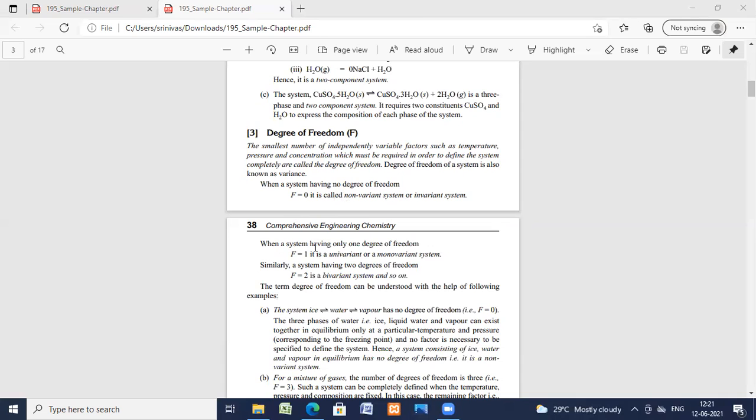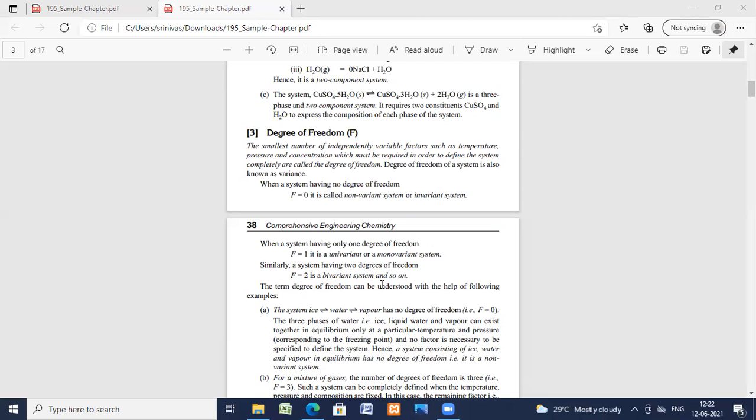Next, coming to when a system has only one degree of freedom, that is a univariant or monovariant system. Coming to another system with 2 degrees of freedom: if F is 2, it is a bivariant system.